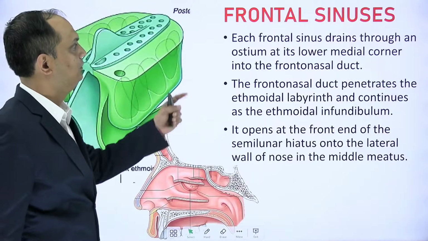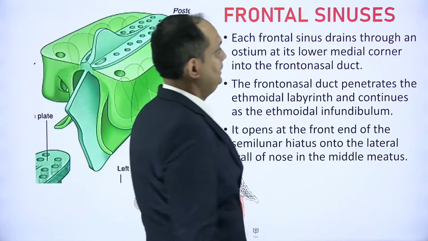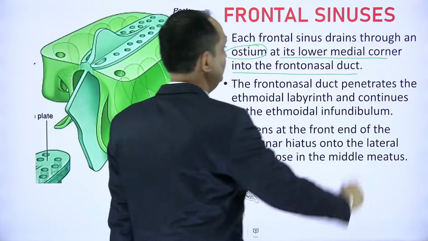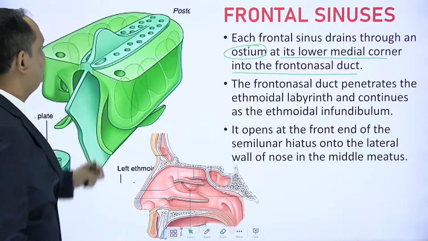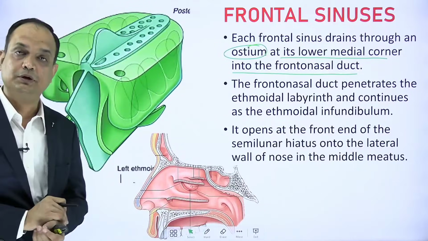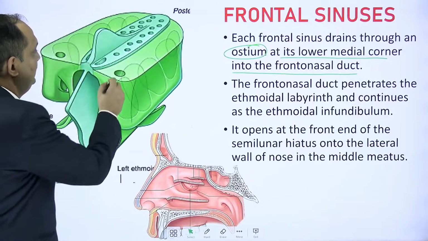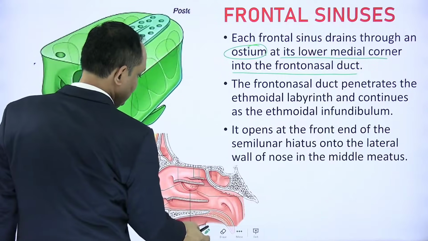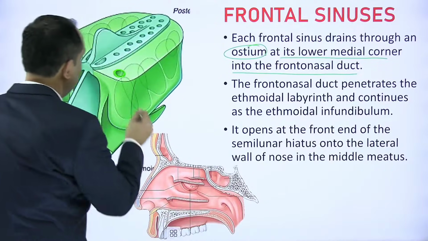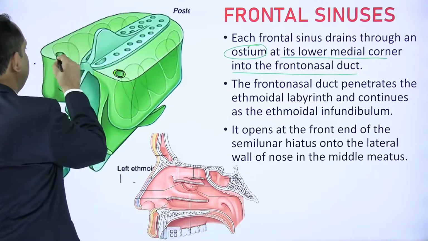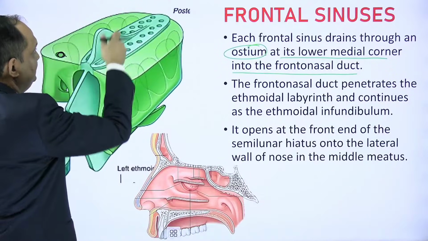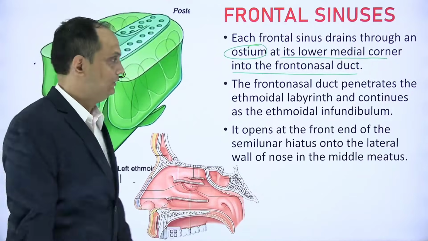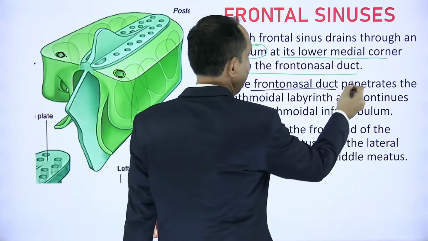Clear? Now, each frontal sinus drains through an ostium at its lower medial corner into the frontonasal duct. Now, in this diagram, you can see the diagram of your ethmoid bone. In this ethmoid bone, here you can see the opening. This is the opening of your ostium, and this ostium will continue downward as a frontonasal duct. These openings are present at the anterior part of your frontal sinus, but in the floor.